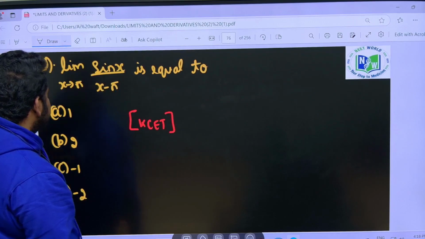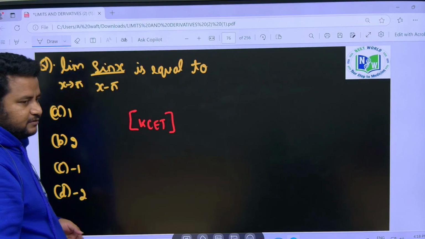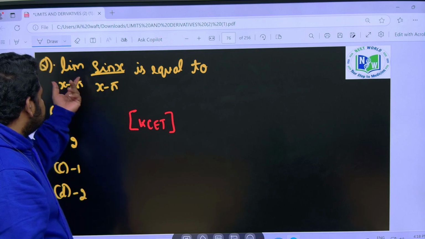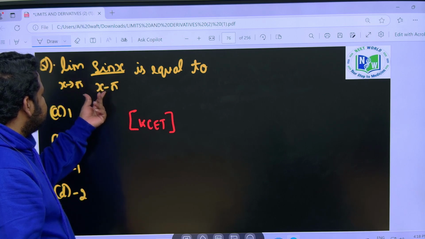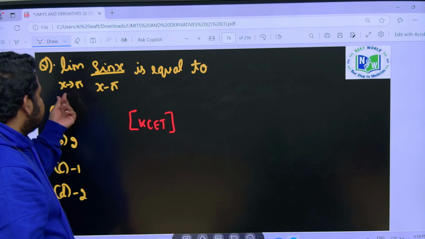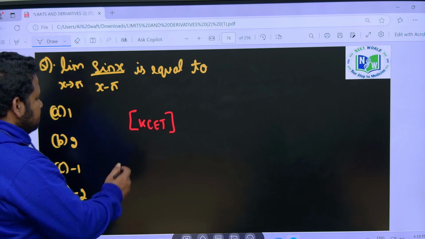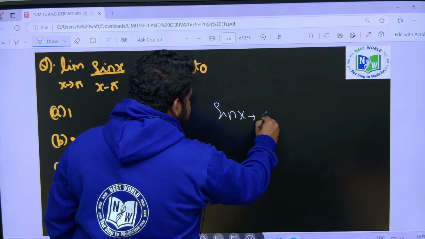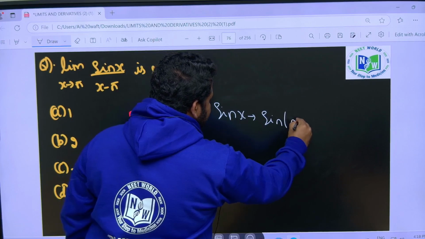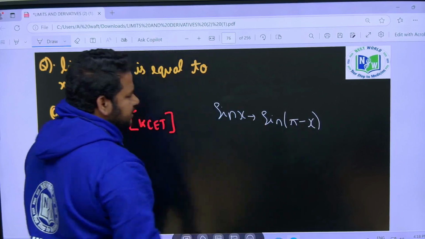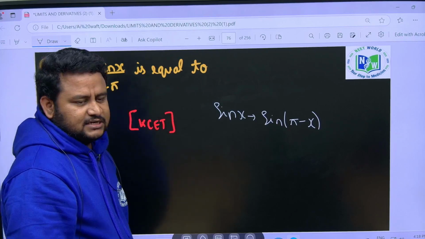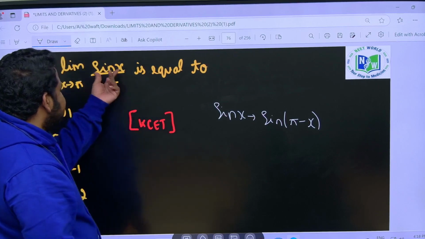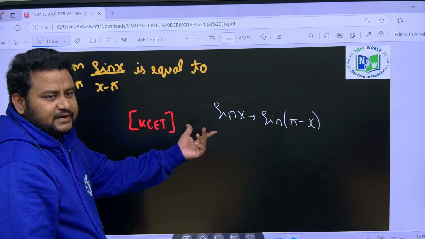These are the questions asked in the KCET exam. I have added questions from PYQs and also from the exemplar questions. They are given: limit of sin x by (x minus pi) as x tends to pi is equal to what? So we all know that sin x can be written as sin of (pi minus x), because sin of 180 minus theta is sin theta. Similarly here, instead of sin x, I can write it as sin of (pi minus x).